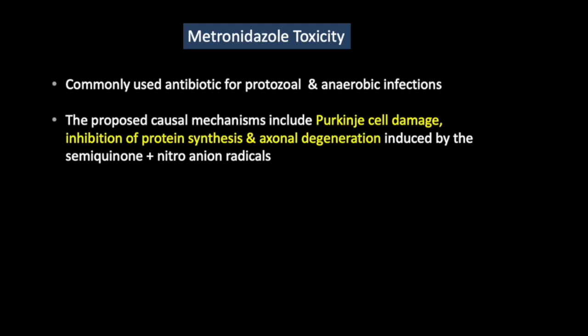Metronidazole is a commonly used antibiotic for protozoal and anaerobic infections. The proposed causal mechanisms include Purkinje cell damage, inhibition of protein synthesis, and axonal degeneration that is induced by semiquinone and nitroanion radicals that are produced by the drug. The clinical presentation often begins around 2 weeks after initiation of therapy and with doses exceeding 2 grams per day. Children with pre-existing hepatic derangement are more susceptible to develop complications, even at lower doses, and is clinically characterized by seizures, encephalopathy, ataxia, and peripheral neuropathy.